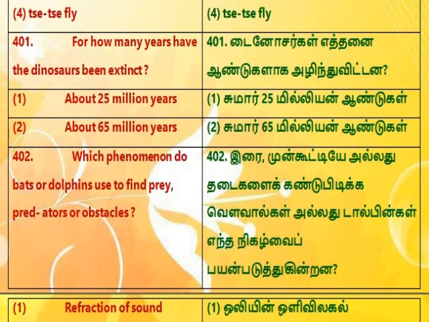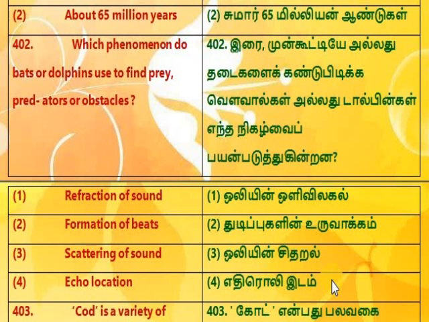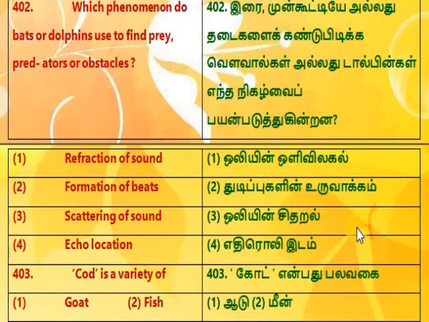401. For how many years have the dinosaurs been extinct? 1. About 25 million years. 2. About 65 million years. 402. Which phenomenon do bats or dolphins use to find prey, predators or obstacles? 1. Refraction of sound. 2. Formation of beats. 3. Scattering of sound. 4. Echolocation.